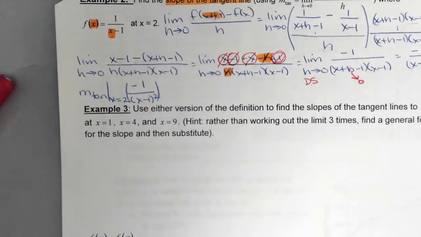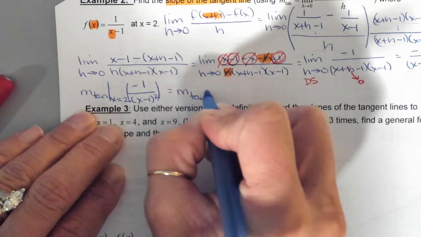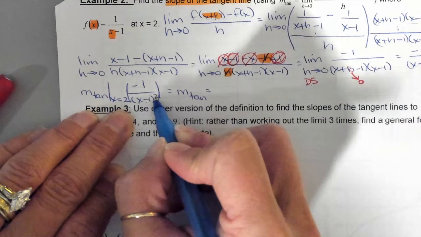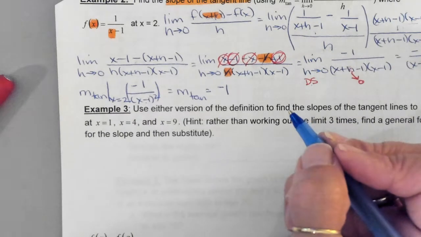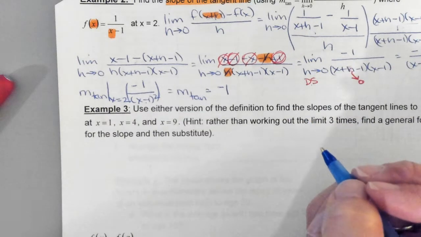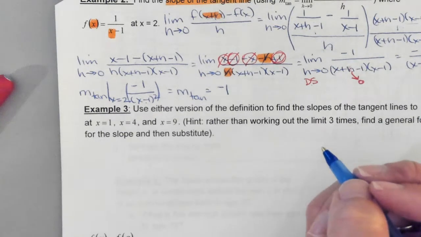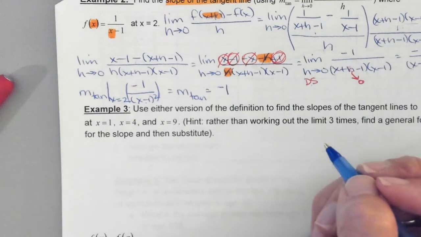Plug in 2. Yeah. So the slope of the tangent line is equal to, let's see, 2 minus 1 is 1. 1 squared is 1. What's negative 1 over 1? Negative 1. Okay, so at x equals 2, the slope is negative 1. Is the slope going to be negative 1 when x is equal to 25? Probably not. I'd have to find out. I have to plug it in, right? Okay. Questions so far?